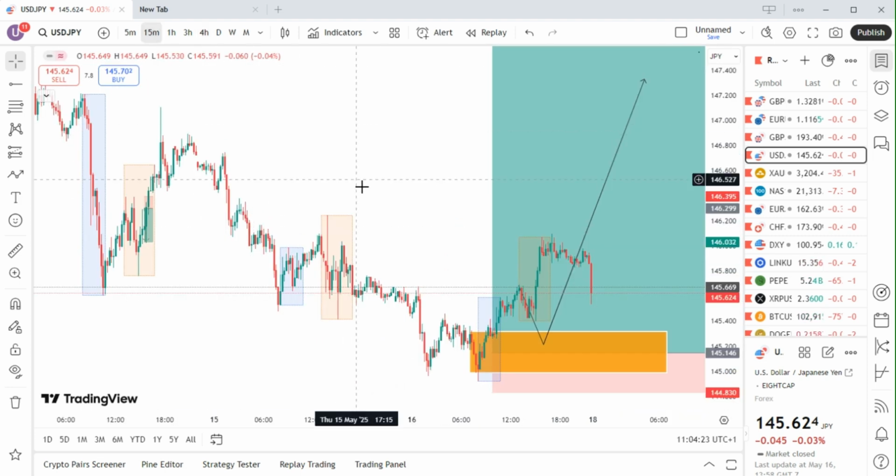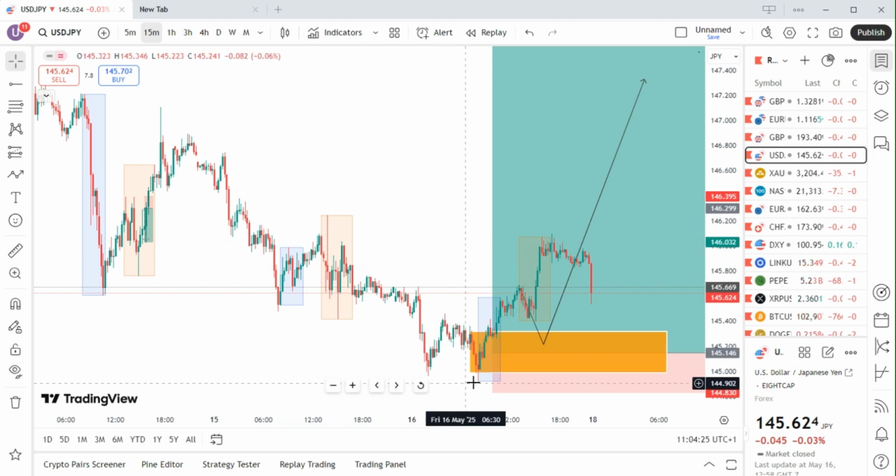So this is the 15 minutes time frame. I'm expecting price to fall down inside. There's a fair value gap inside this zone. You can see this zone is highlighted. There's also another block inside this zone.